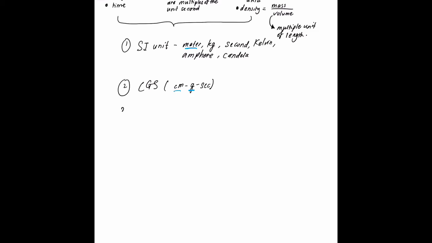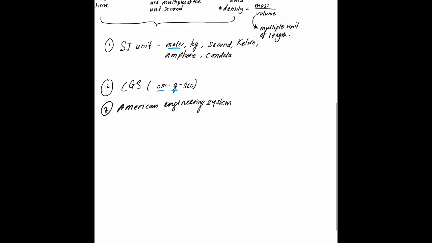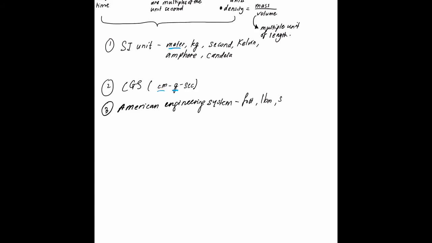Lastly, we have the American engineering system, which uses very different units compared to the SI unit and CGS, which would be foot for length, pound mass for mass, and here in both of the above two, time is always second.